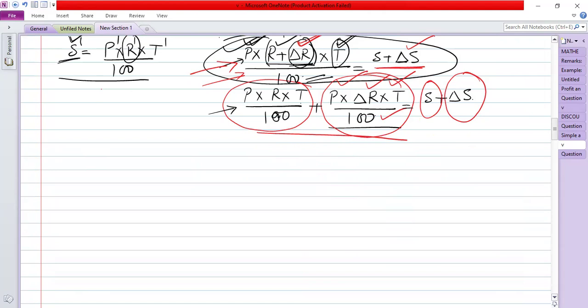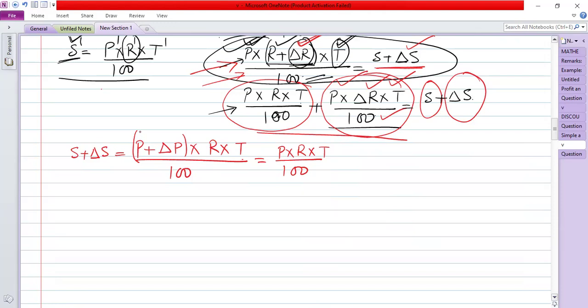Suppose the principal amount is changed to P plus delta P, and again R and T are kept the same, divided by 100. Obviously, there will be a change in simple interest also. So once again we will have P into R into T by 100 plus delta P into R into T by 100.